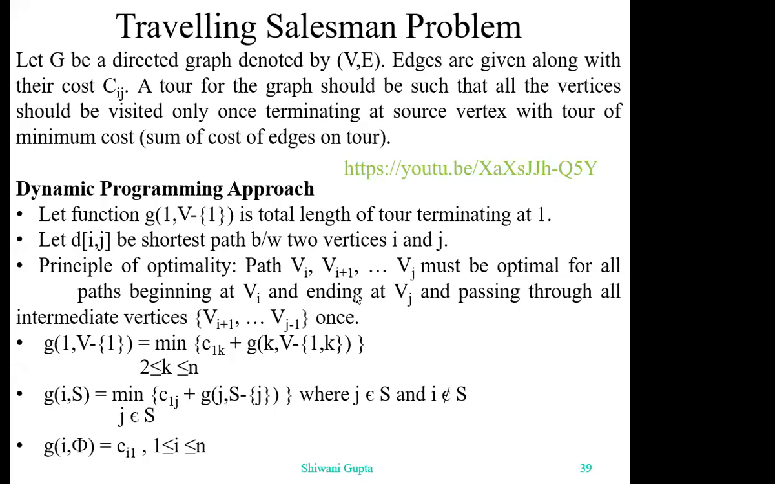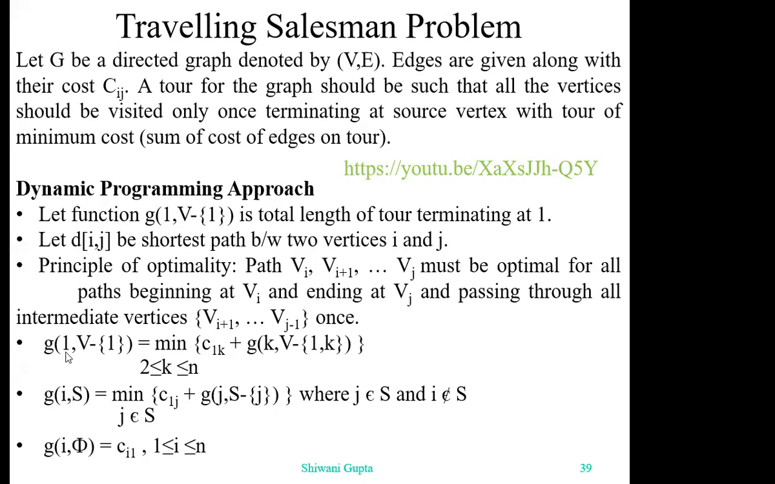So this is exactly the same thing that is mentioned on the slide. As you can see, we have a function g, which, starting from the source and going through the remaining vertices, we have to find the total length of tour. Remaining vertices means the capital V set with one vertex reduced. These are the same iterative equations that he has written.